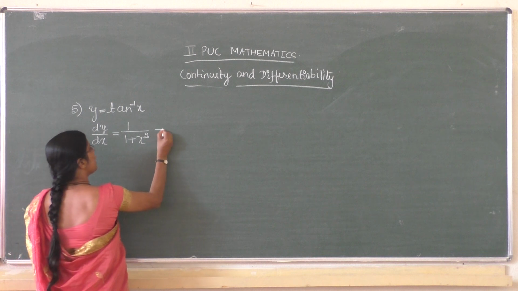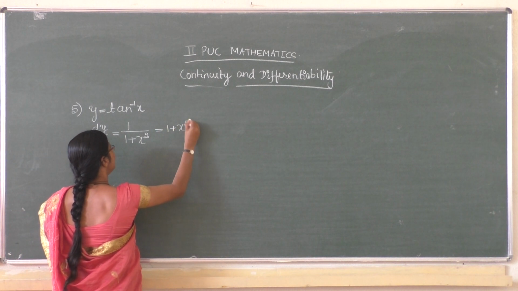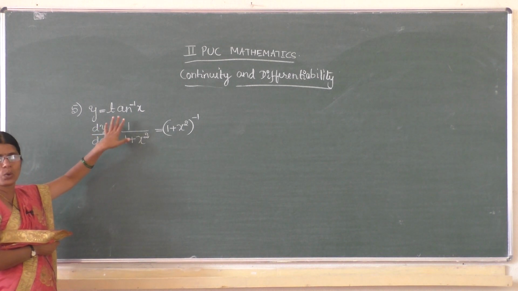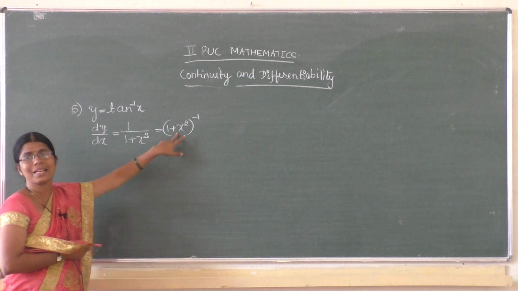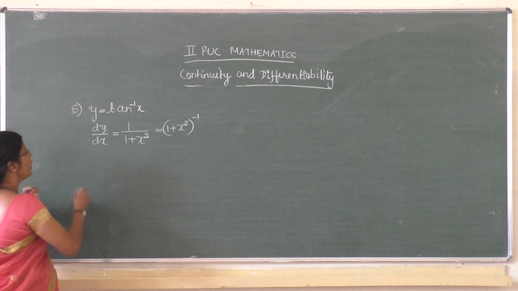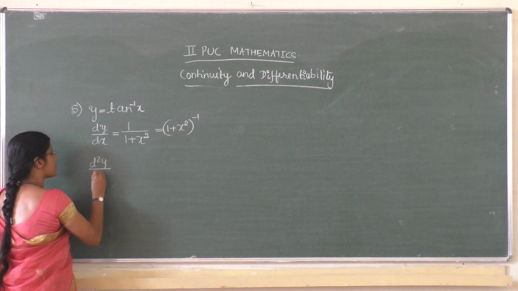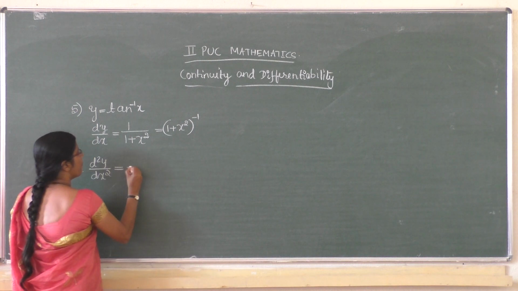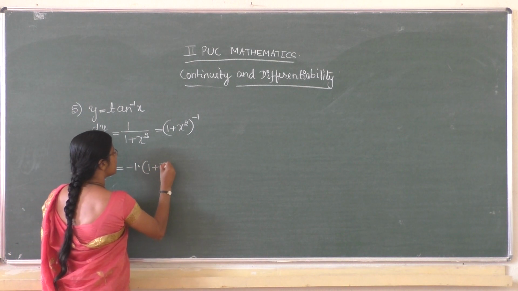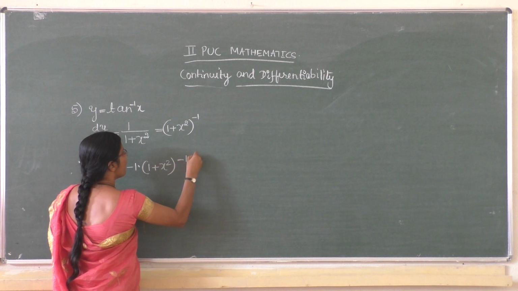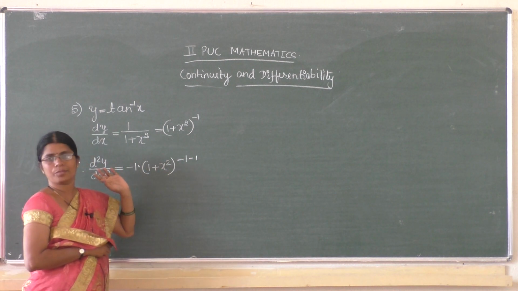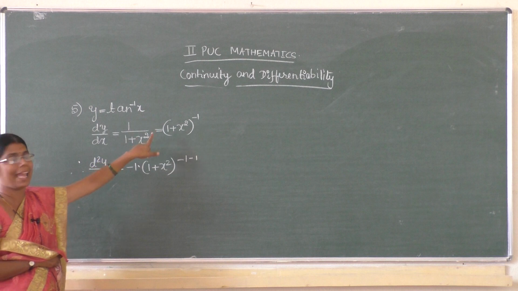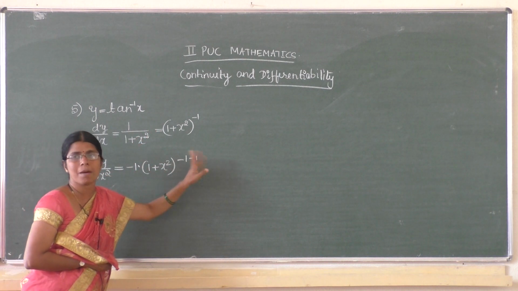That is, you have to differentiate this with respect to x. So this is nothing but 1 plus x square to the power minus 1. Okay, 1 by 1 plus x square, either you can apply quotient rule, but this is easy, 1 plus x square to the power minus 1. So now once again differentiate with respect to x. So d square y by dx square equal to minus 1 into 1 plus x square to the power minus 1 minus 1. Okay, that is 1 plus x square to the power minus 1. This is of the form x to the power n. So n x to the power n minus 1.